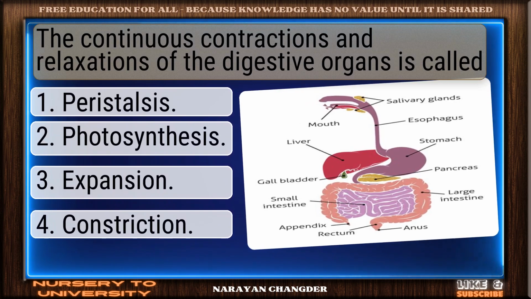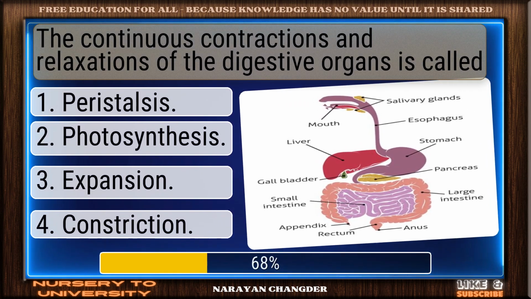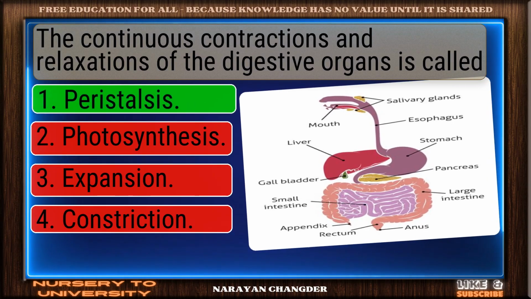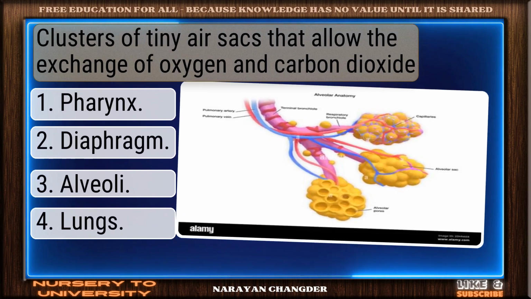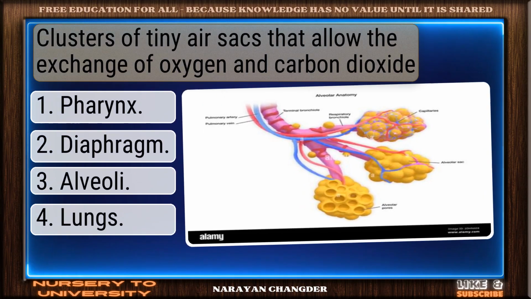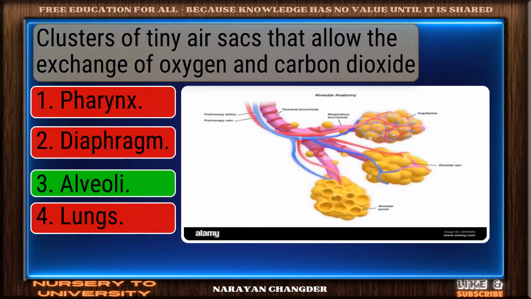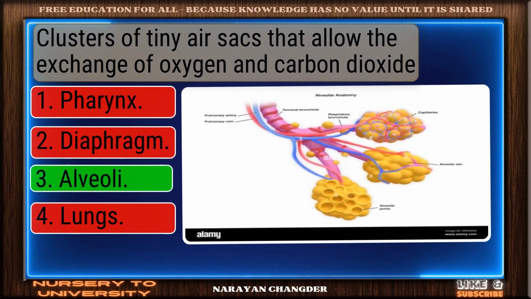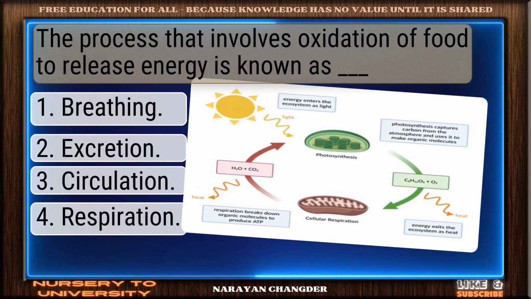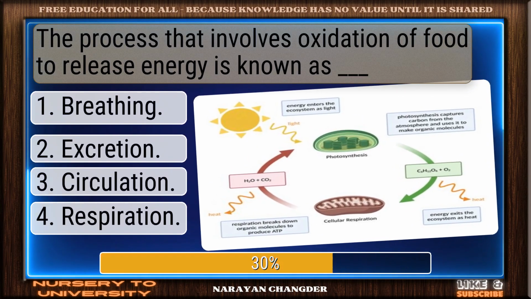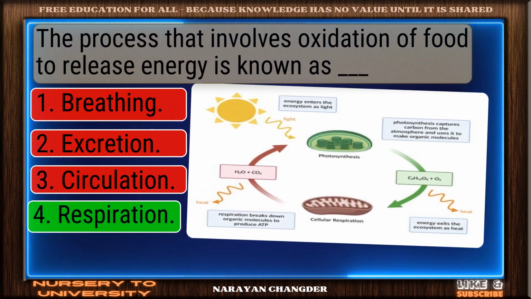The continuous contractions and relaxations of the digestive organs is called... Well done. Peristalsis is right. Clusters of tiny air sacs that allow the exchange of oxygen and carbon dioxide. You got it. Alveoli fits. The process that involves oxidation of food to release energy is known as dash. Good thinking. Respiration is right.